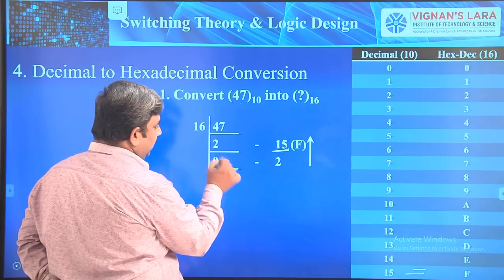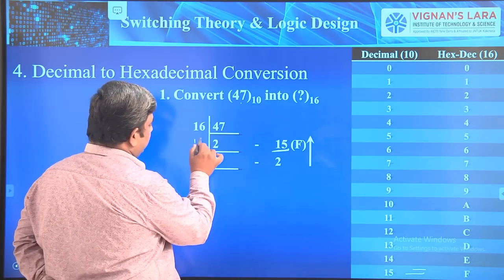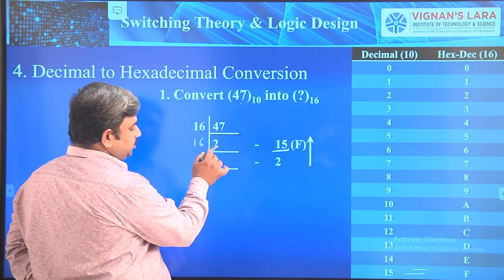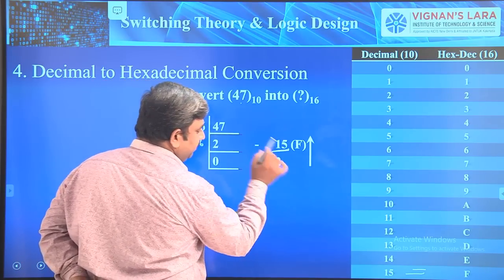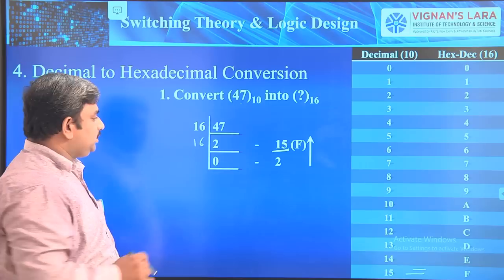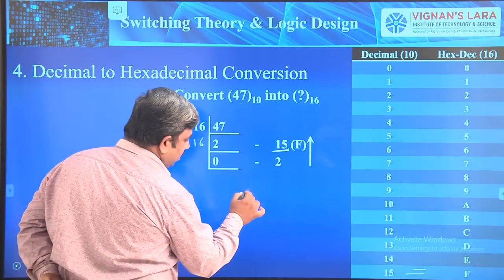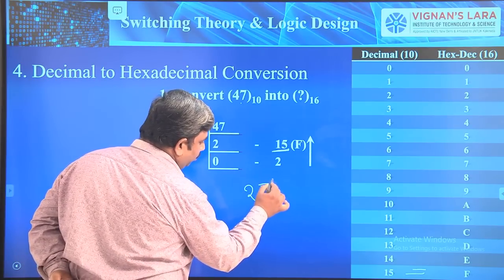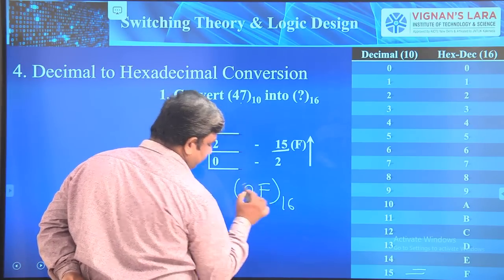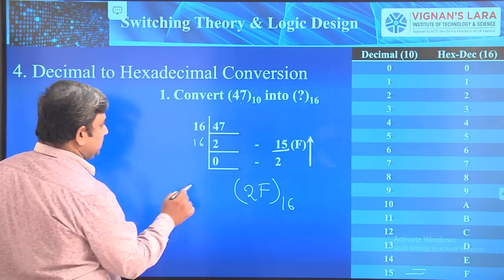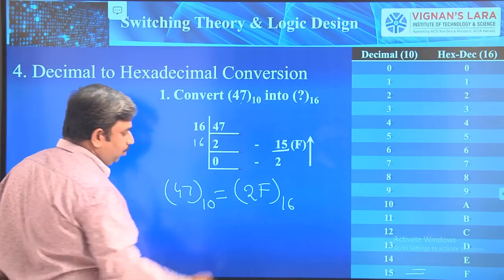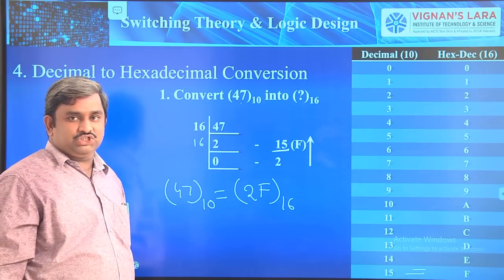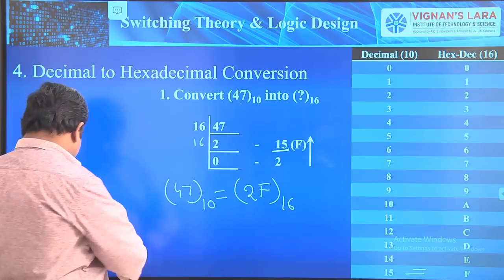And here, for the quotient, we have 2. There is no chance to divide this 2 by 16, so 0 times, and the remainder is 2. Okay, so this is the final number. The final answer is 2F of base 16. So 47 of base 10 is equal to 2F of base 16. This is the solution.